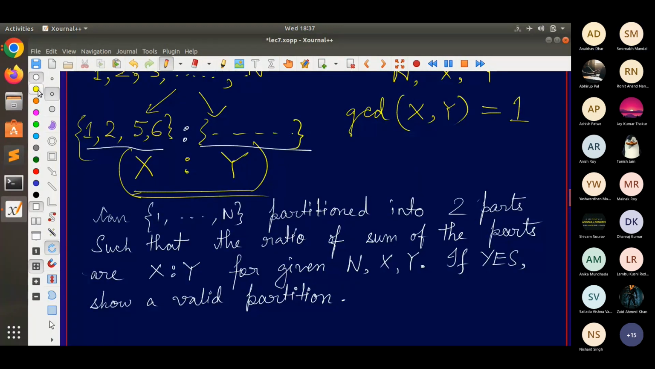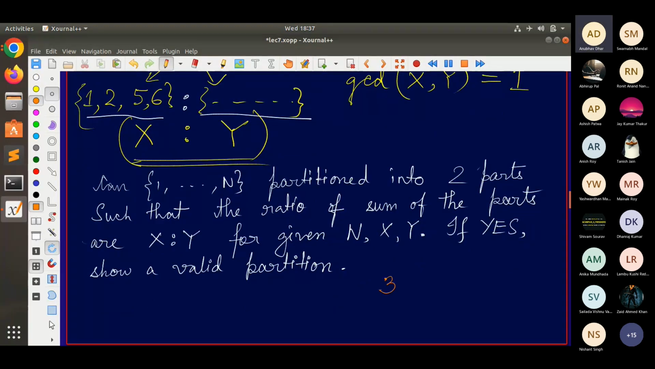Exactly. So, for example, the sample of this problem was something like 3, 1, 2. So n equal to 3, x equal to 1, y equal to 2, and the partition. So we can first find out the total sum, then just find out if x by x plus y into n we can get from the array. Okay, yeah, that's correct.